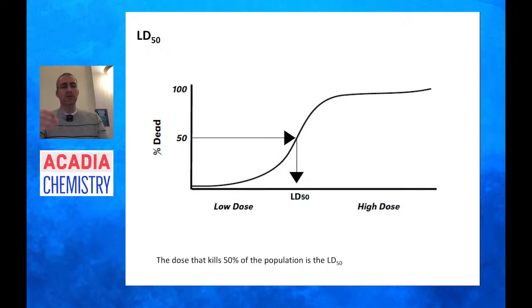And when we talk about the dose that kills 50% of the population, it's almost always expressed in a dose per body weight. Because generally speaking, larger organisms can take in a larger dose than a smaller organism, right? Because they have more body mass to dilute that over. So it's usually divided by the mass of the organism, and it's given as an amount of substance per, usually, kilogram of body weight.